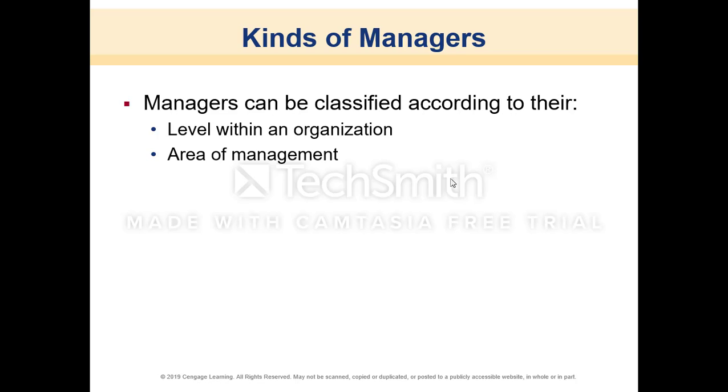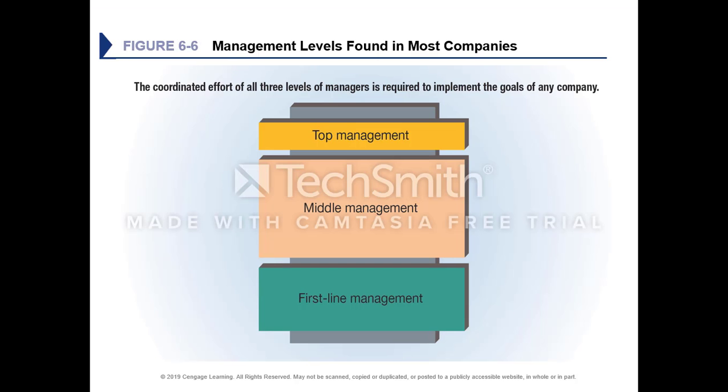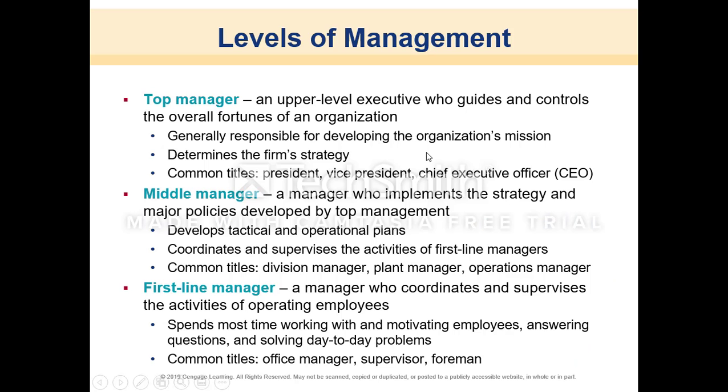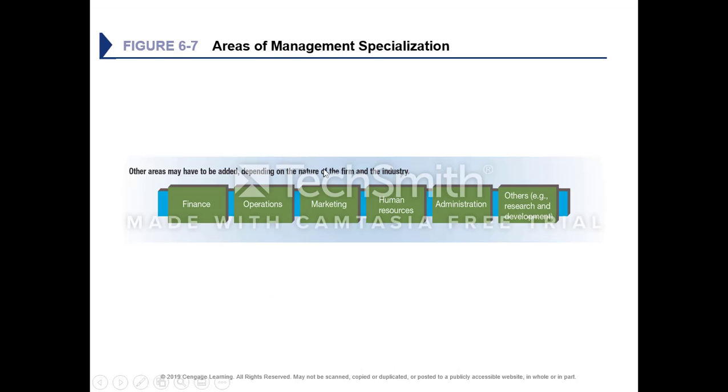Managers can be classified according to their level within an organization and area of management. This shows the management levels found in most companies. You've got top management, middle management, and then first line management. Moving on. And here are the areas of management specialization: finance, operations, marketing, human resources, and administration.